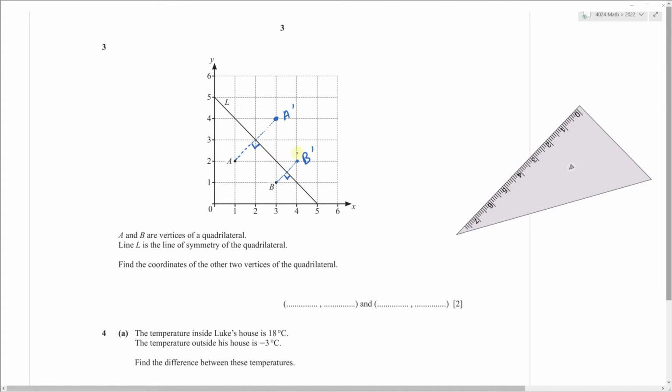So these two will be your vertices on the other side of the line of symmetry, and all these four form this quadrilateral. So what are the coordinates? A prime is 3 and 4 and B prime is 4 and 2.